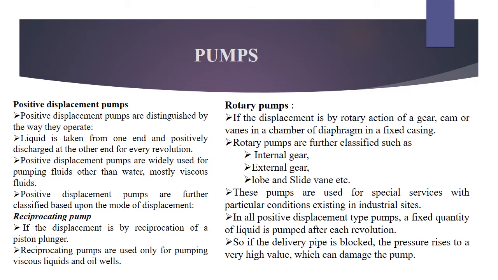Positive displacement pump. Positive displacement pumps are distinguished by their way of operation. Liquid is taken in at one end and positively discharged at the other end for every revolution. The first positive displacement type is the reciprocating pump. Reciprocating pump means the displacement is by reciprocation of a piston or plunger. Rotary pump means the displacement is by rotary action of a gear, vane or diaphragm in a fixed casing.